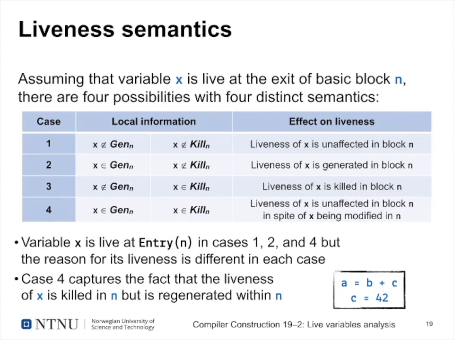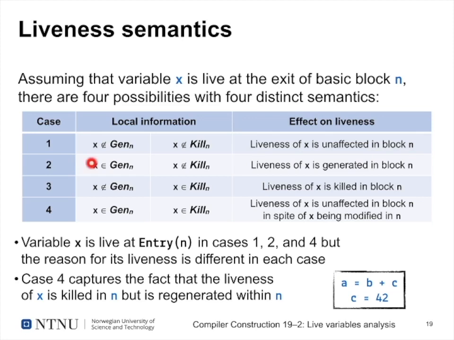So if we assume that a variable x is live at the basic block exit of basic block n, then we have 4 possibilities with 4 distinct semantics here. These 4 cases give our combination of whether a variable x is part of the gen set and part of the kill set. The first one: x is neither part of the gen nor part of the kill set. So we know liveness of x is actually unaffected in this block n because it just doesn't occur.